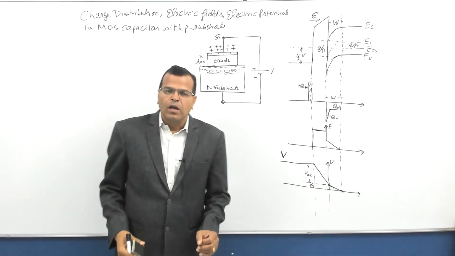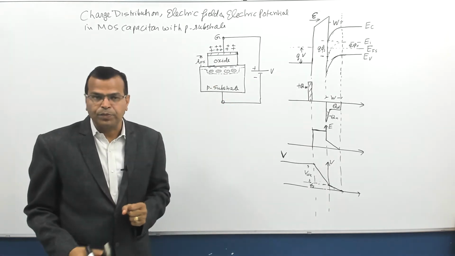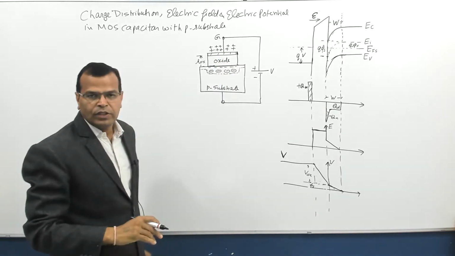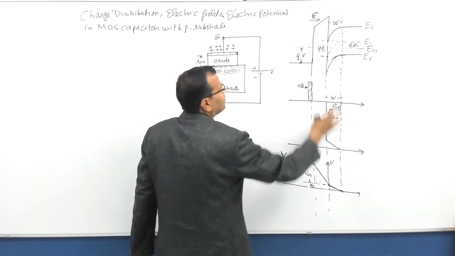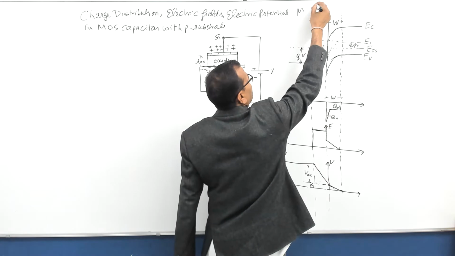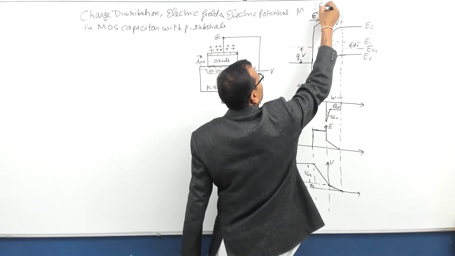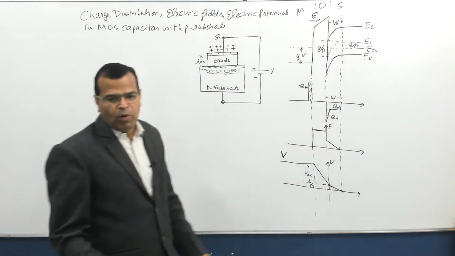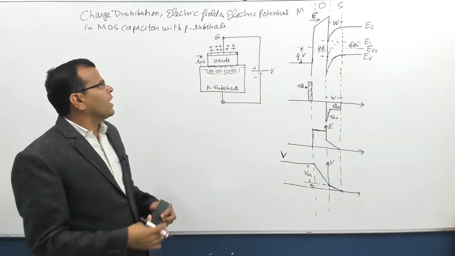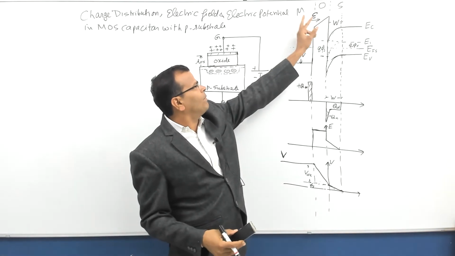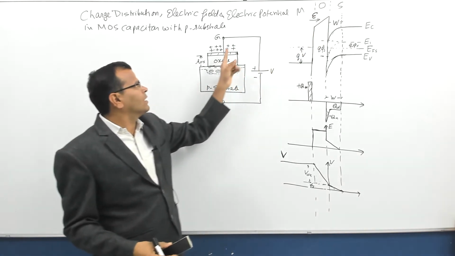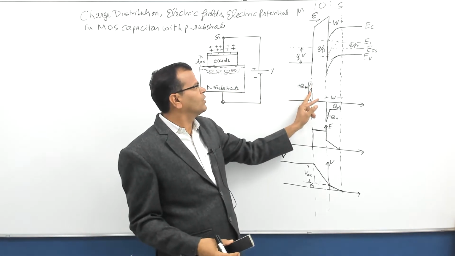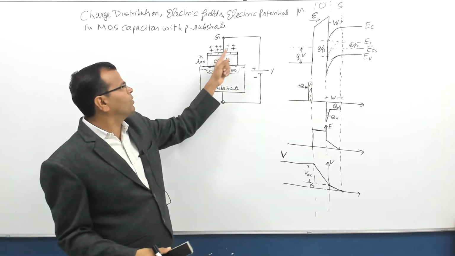So let us see the charge distribution. I have positive charge on the gate side. So if you see, this is the energy band diagram. On left hand side of the boundary, I have metal. In this region, I have oxide, and on this side, I have the semiconductor. That stands for MOS. Fine. So at the boundary between metal and oxide, there are the charges gathered on the gate. So this side, I have the positive charge on the metal side.